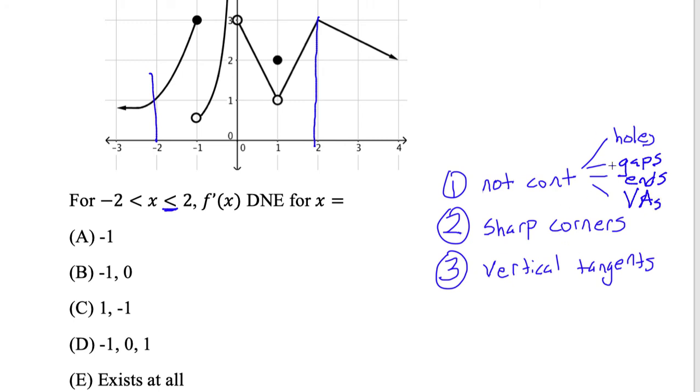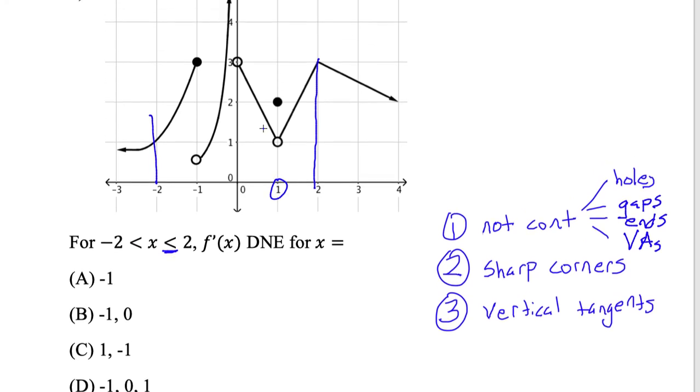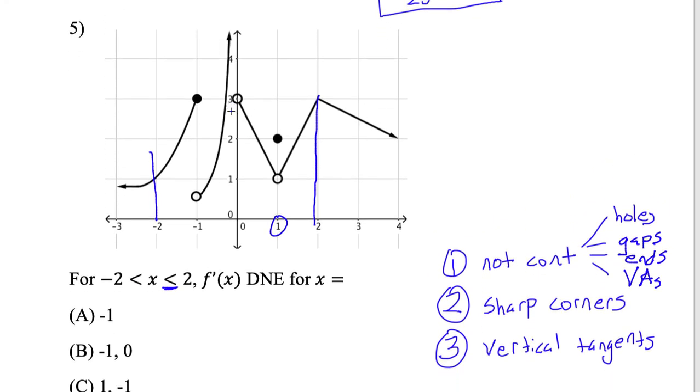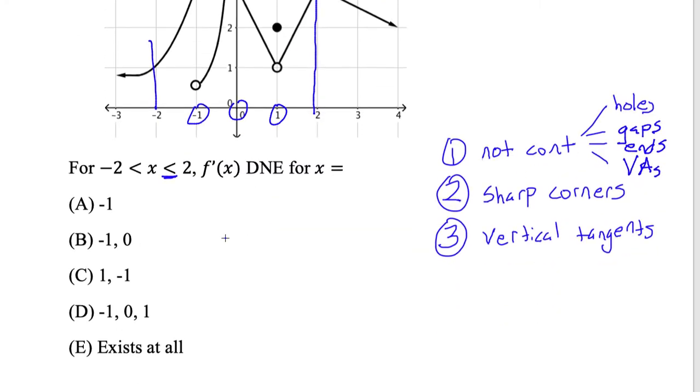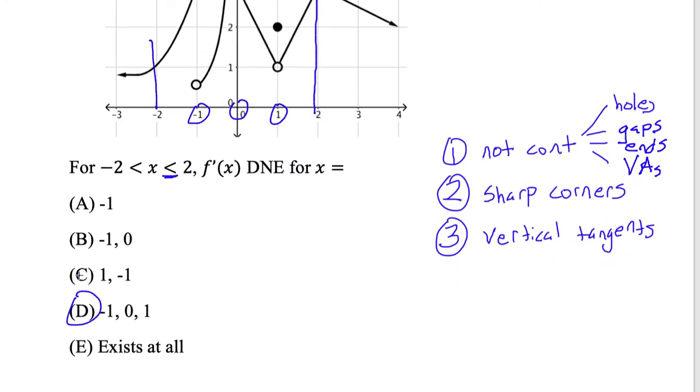All right, so these are the things we're looking for. All 4 of these, sharp corners and vertical tangents, any of those will make it DNE. Okay, we have a hole here at 1, so 1 is definitely included. We have a gap and a vertical asymptote here at 0, so that is also included. And we have another gap at -1, so all 3 of those are the answers. All 3 of them, D is the final answer.